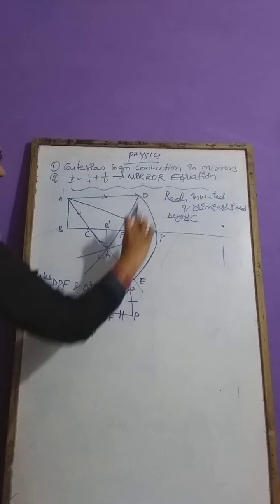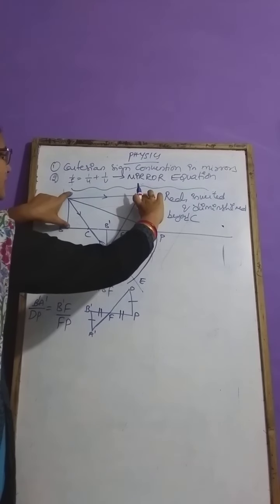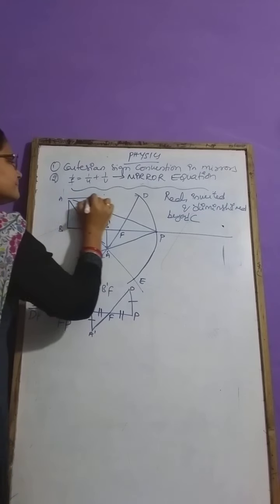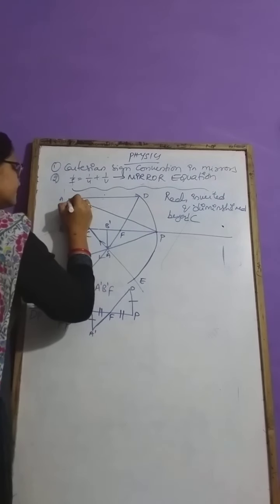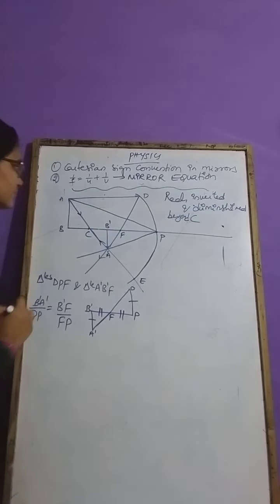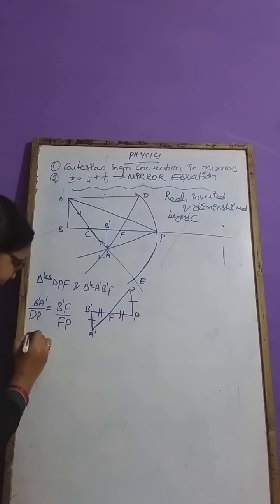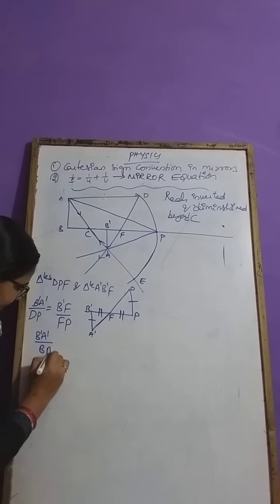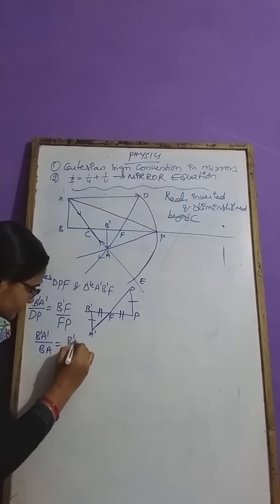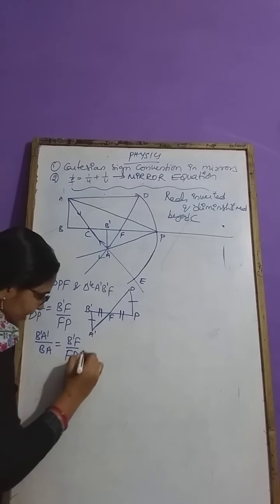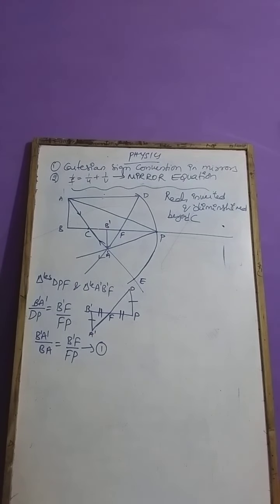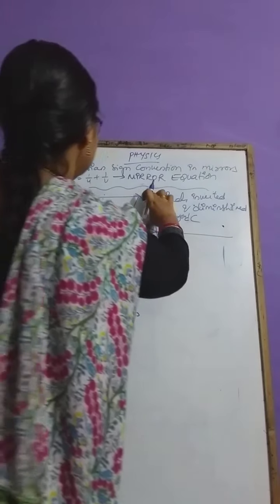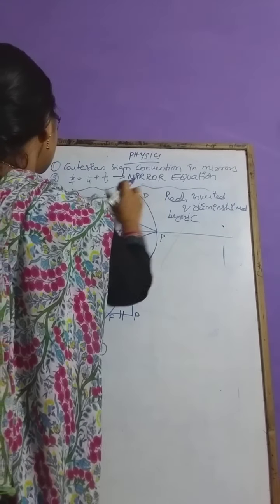But what is this DP? This is almost equal to this. So B dash A dash by BA, or AB, is equal to B dash F by FP. Let this be equation number 1, because both these are equal.